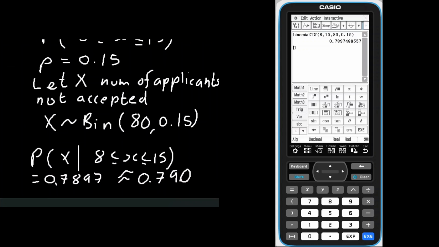Now, it's a good idea to use some words. I've run out of space here, but I'll squeeze it in at the top. So we can say the probability that between 8 and 15 applicants have not been accepted is equal to 0.79 or 79%. Okay, and that's it. That's all you have to do, really.